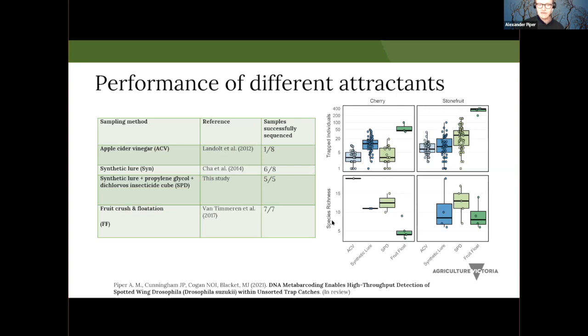On the bottom, it's species richness. So this is kind of a proxy for the selectivity of the traps. The apple cider vinegar, the one sample that worked, had quite high species richness. So it wasn't very selective, while the other 2 trapping treatments were quite similar. Now the fruit floats, while they collected a lot of specimens, they were mostly of the same species.